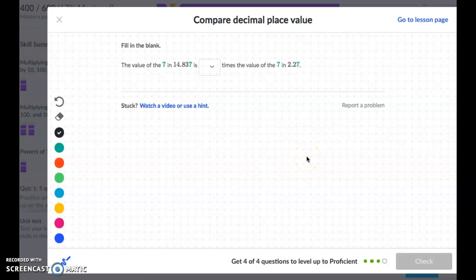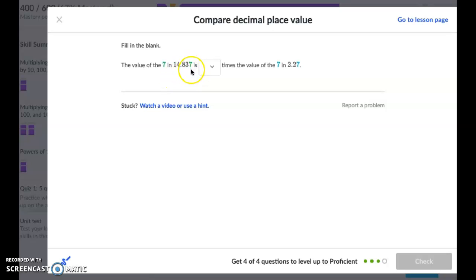Fill in the blank. The value of the 7 is blank times the value of the 7 here. So our 7 is in the thousandths, and here our 7 is in the hundredths. So here it's 7 thousandths is how many times 7 hundredths. Well, it's actually smaller, and it's moving one place value over to the left, because here it was in the thousandths and here it's in the hundredths, so that's one place value closer to the decimal. So that's actually going to be 1/10 times the value, because it's not 10 times the value, it's this number is 1/10 of this 7 over here.